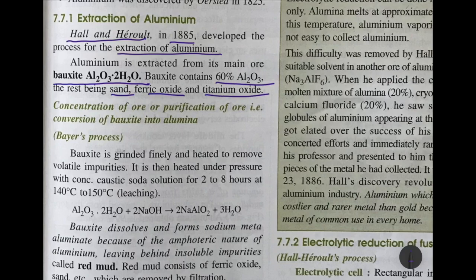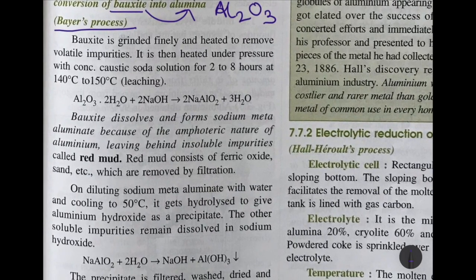Okay, so there is a process which is known as Bayer's process, where the ore is concentrated, purified, and the bauxite, that is Al2O3.2H2O, is converted into alumina, which is Al2O3. So it is the Bayer's process. So when you hear about Bayer's process, remember we are talking about the extraction of aluminium.